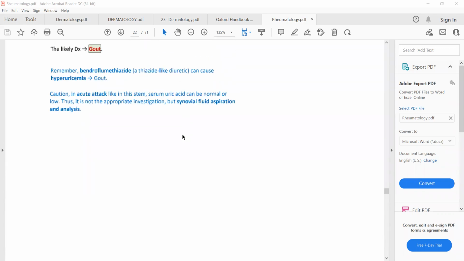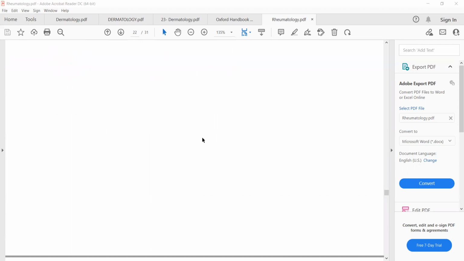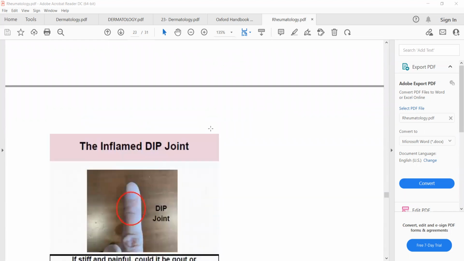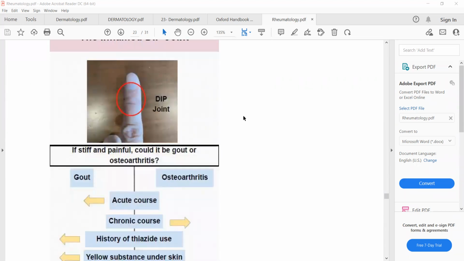So yes, usually in a normal joint there will not be that much fluid. But in arthritis, due to inflammation, the endothelial permeability is increased, so fluid accumulates in the joint space. Thank you. So yes, it's possible to do an aspirate in small joints as well.